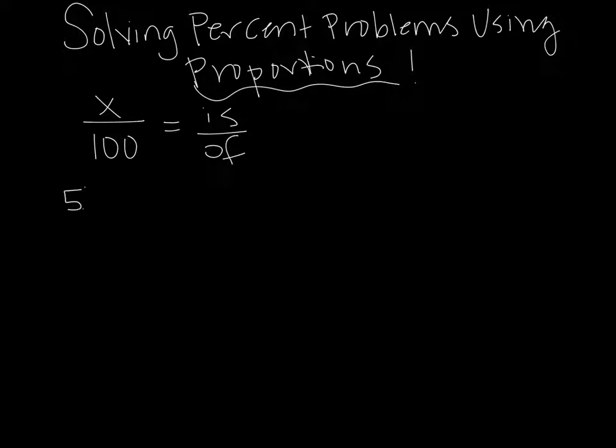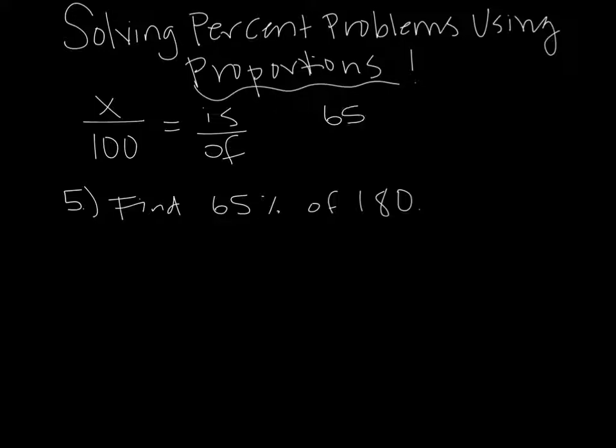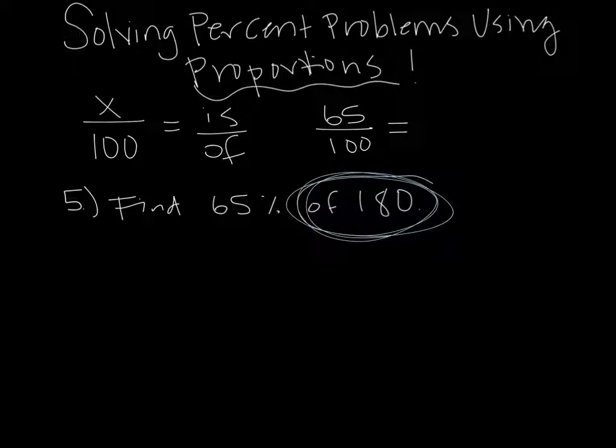This one's worded differently yet. Find 65% of 180. All right, but let's see what we do know. Do we know our percent? Yes, we do. It's 65. So 65 out of 100. We have to know either our is or our of. We know our of. We don't know our is, so we can put n there. That's our unknown. We do know our of. That's 180.